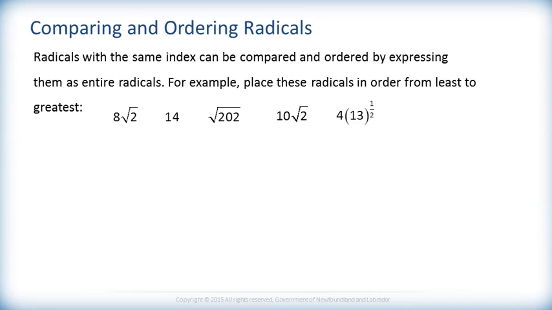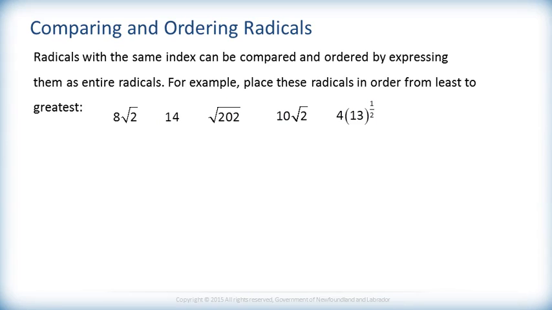Radicals with the same index can be compared and ordered if we express them as entire radicals. So let's take these radicals as an example. Notice they all have the same index. This one here doesn't really have a radical over it, but we'll deal with that in a moment.